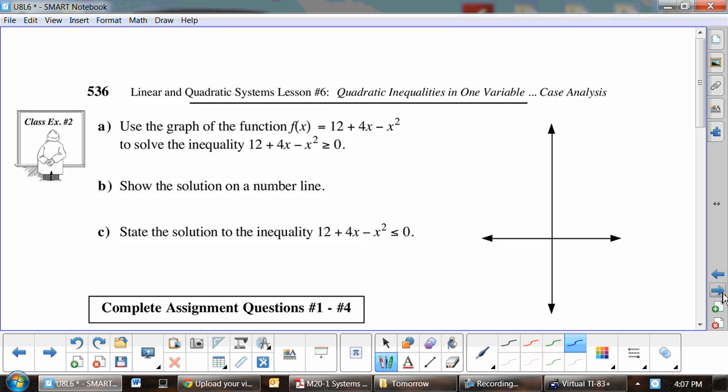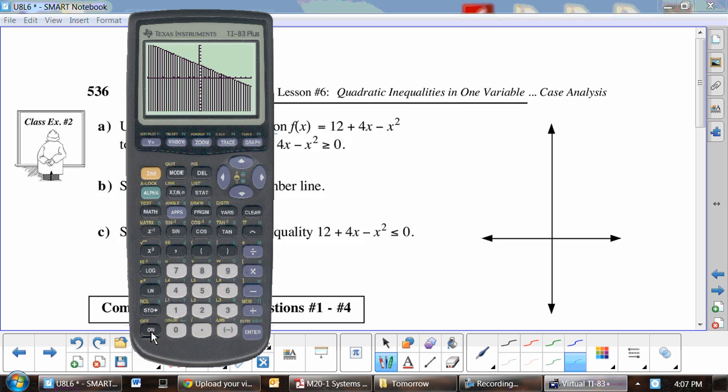So if we flip the page, they want us to use the graph of the function 12 plus 4x minus x squared to solve the inequality. So the first thing I'm going to do, and I mean, they give us a huge clue. They say use the graph of the function. So I'm going to graph this. So I go 12 plus 4x minus x squared.